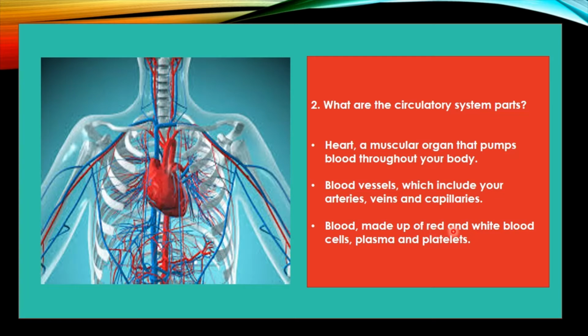Because there are so many groups of cells gathered in the blood, so it is called tissue. Groups of cells are called tissues. Here the blood consists of various cells, so it is called tissue. And why is it called fluid tissue? Because it is in the form of fluid.